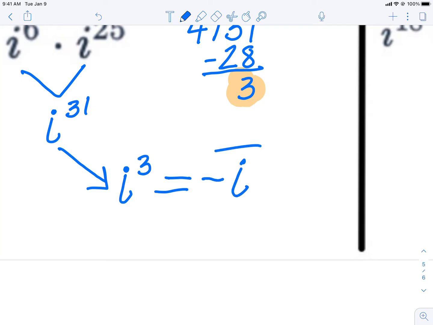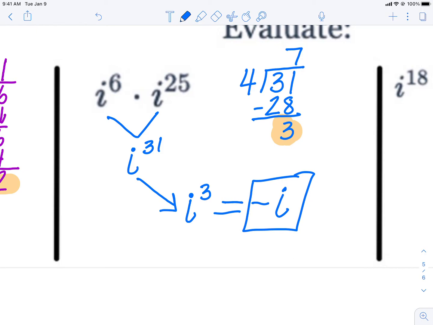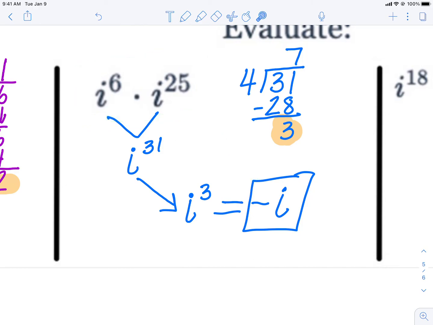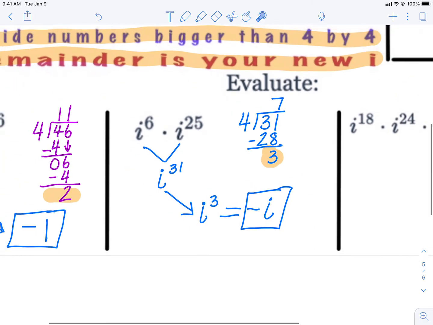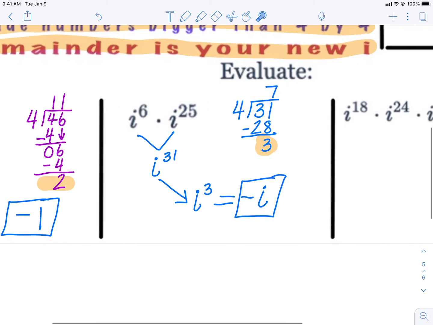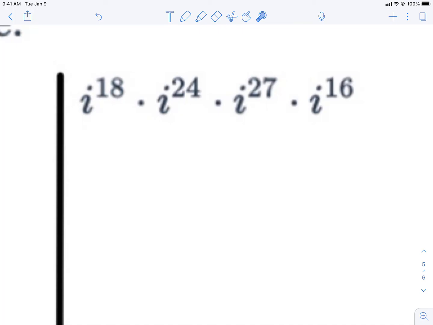And this is my solution. I evaluated I to the 6 times I to the 25, and my final answer was negative I. Negative imaginary number, right? So those are the two examples. Let's do one more example right here. This one looks complicated, but it's okay, right?